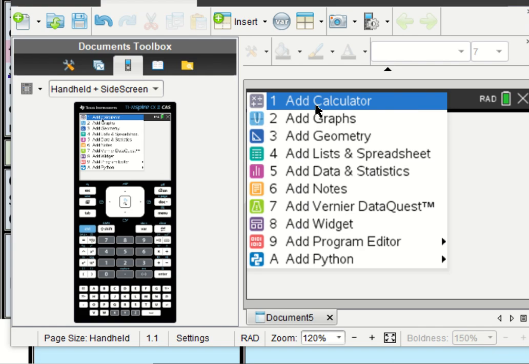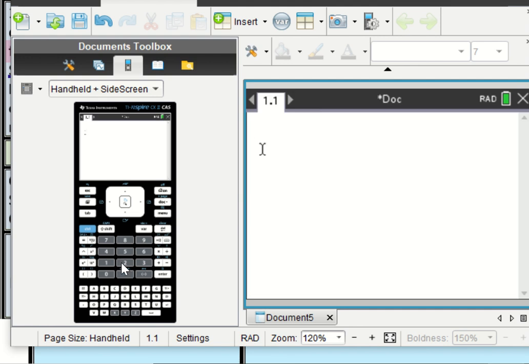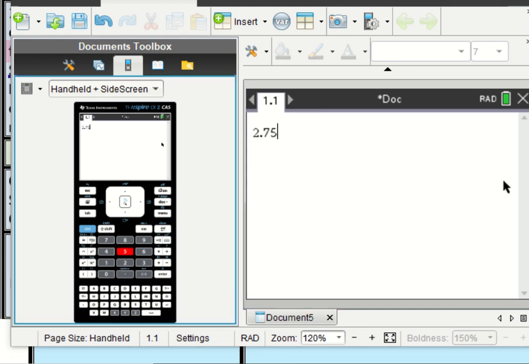So from a calculator page, we're just going to type 2.75. Now the store command, control followed by the VAR key. And that's how we store x. Press enter, it's stored. Do the same thing for y. So control var key for store and y. Now, those two values are stored.